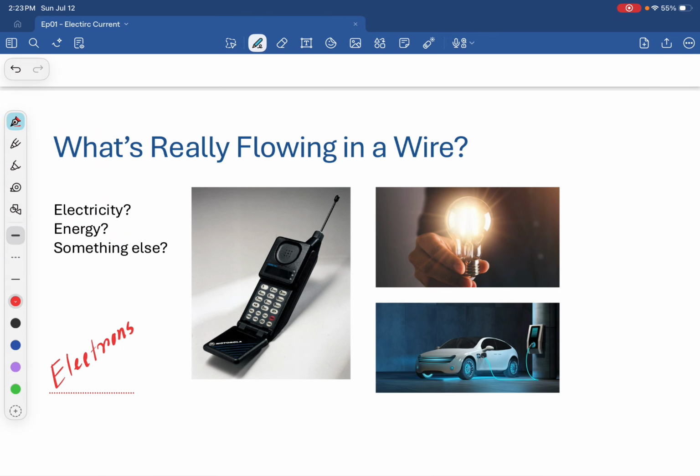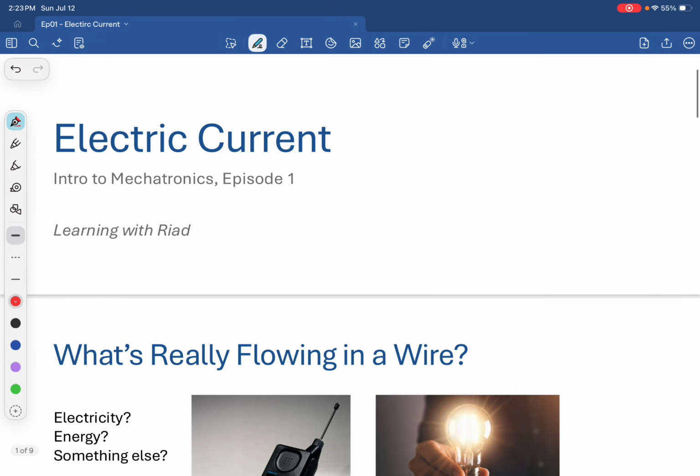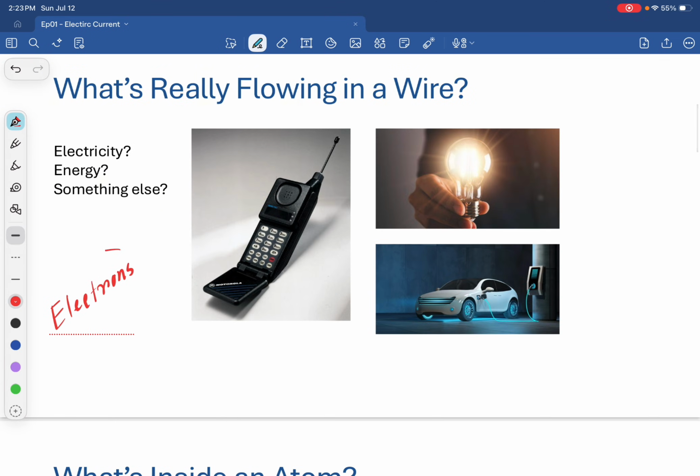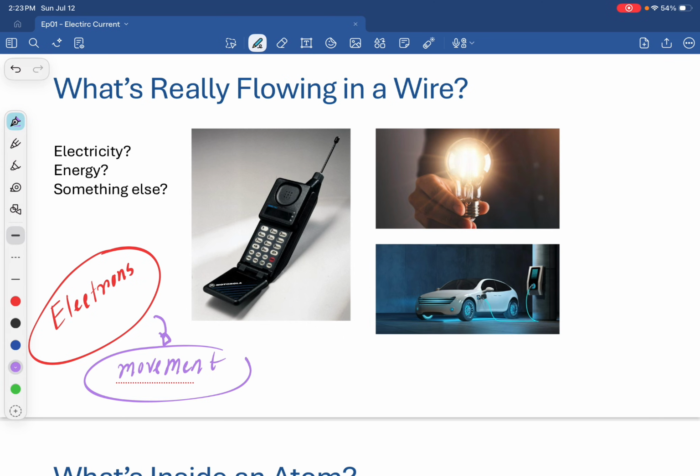So the movement of these electrons is basically what we call electric current. Let's write it down: the movement of these electrons inside the wire is what we know as electric current in simple words.